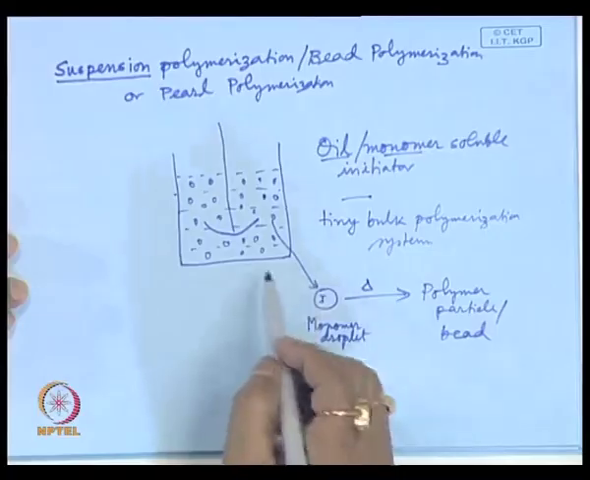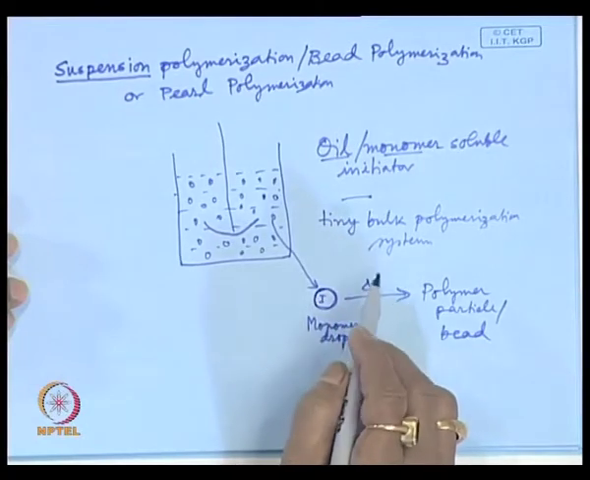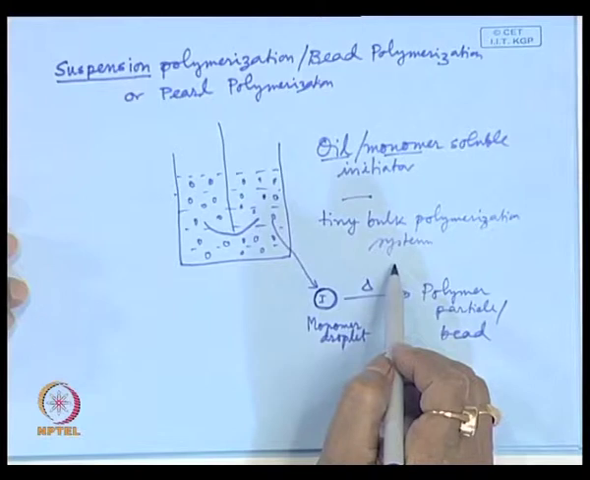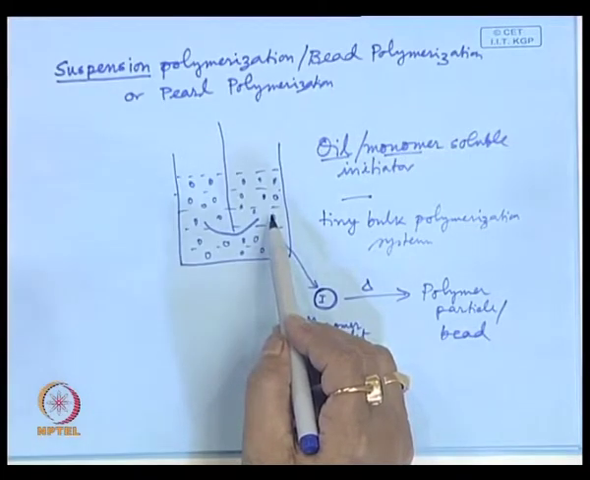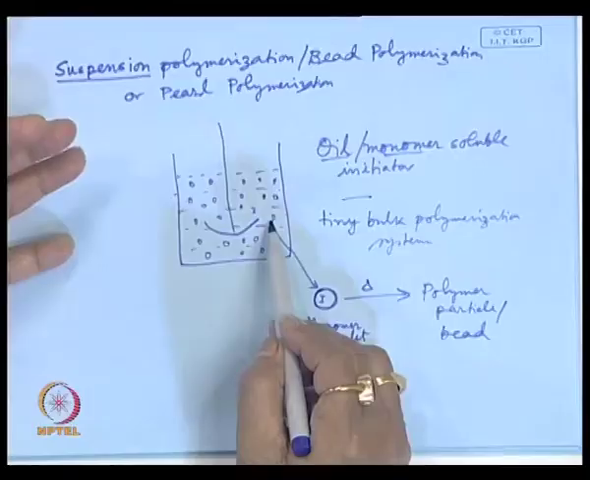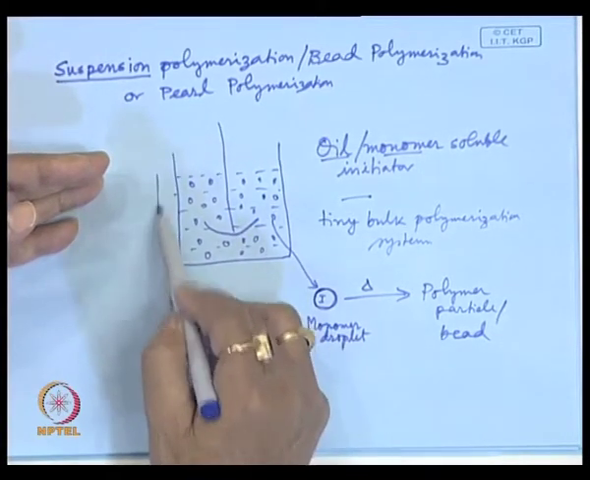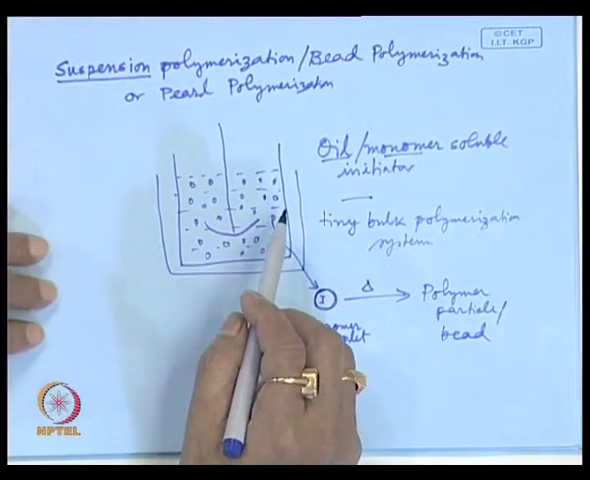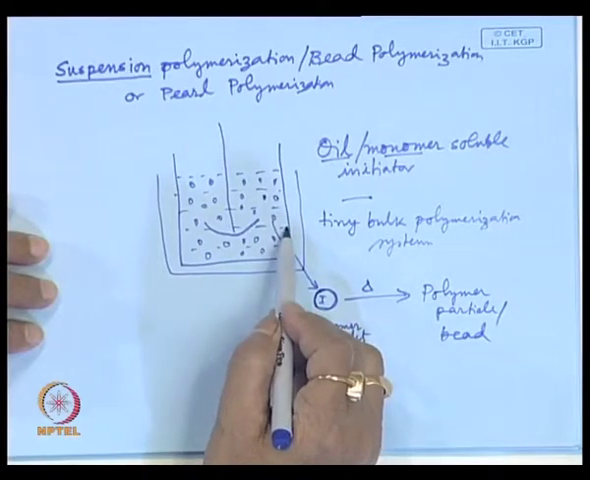Now, here the advantage is, as I told, that each and every monomer droplet behaves like a tiny bulk polymerization system. So we are getting the advantage of a bulk polymerization system in a miniaturized version. The heat generated within this small droplet will be dissipated through the aqueous phase. Water will take out the heat since it is under agitation, and if the system is in a thermostatic bath or fitted with a system for heat transfer through the wall, heat will be removed, and the problems of auto acceleration and runaway reactions are avoided.